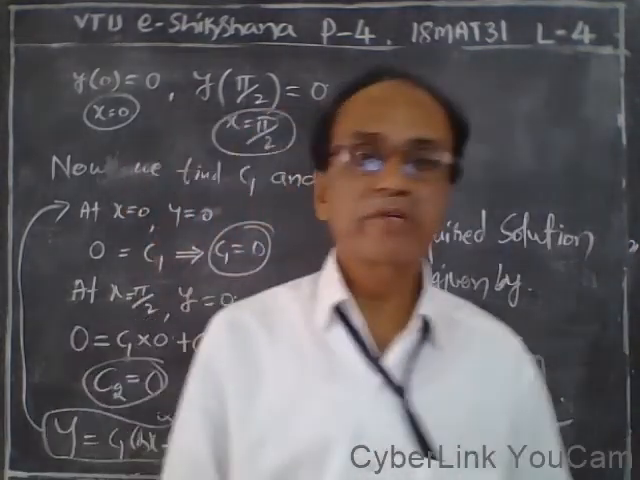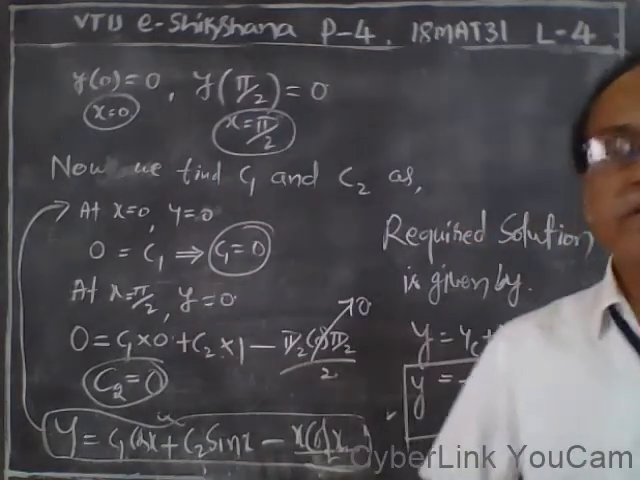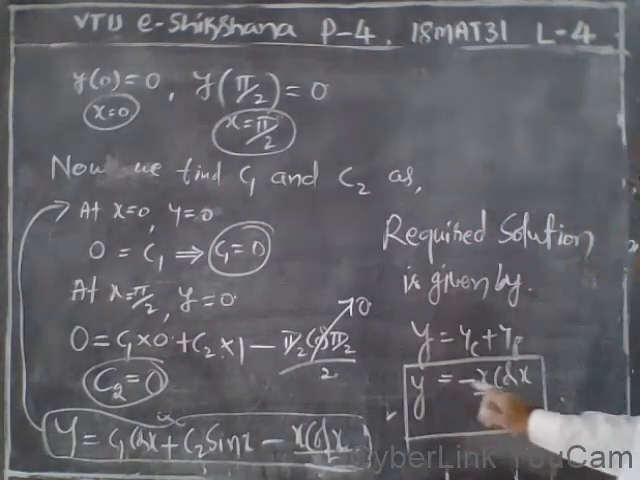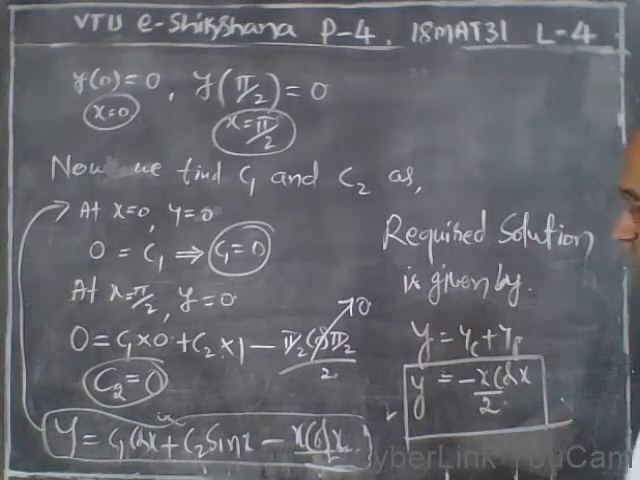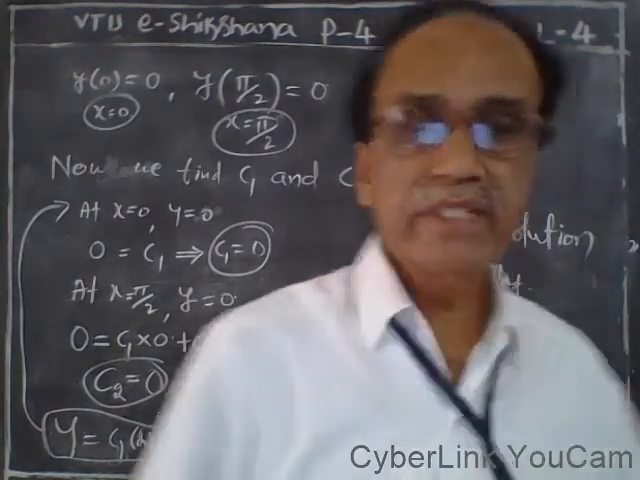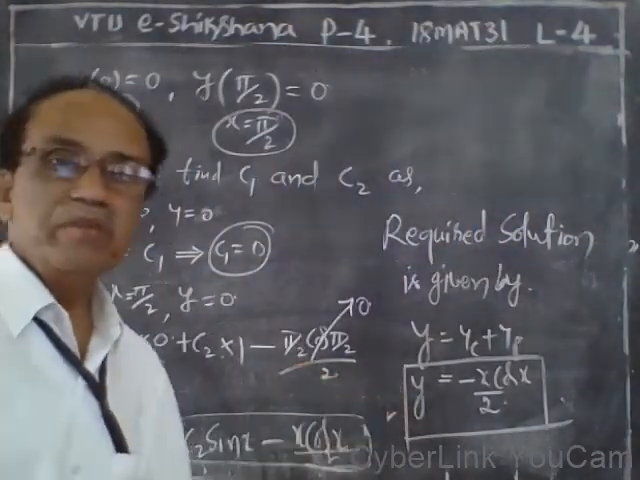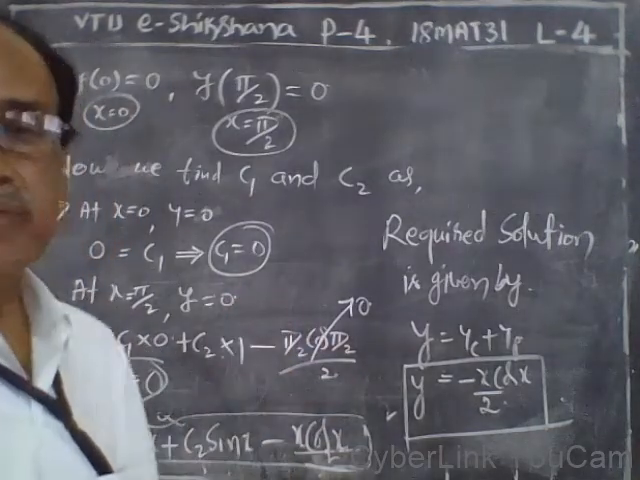According to Euler's equation, the original function will be y equal to minus x by 2 into cos x. Then we can go for the basic procedure. It has a minimum or maximum, but it is already appeared there.